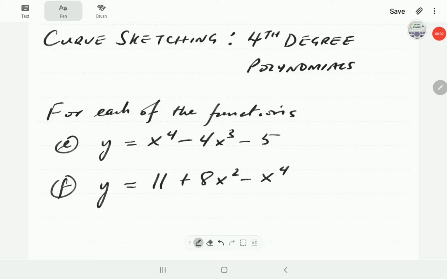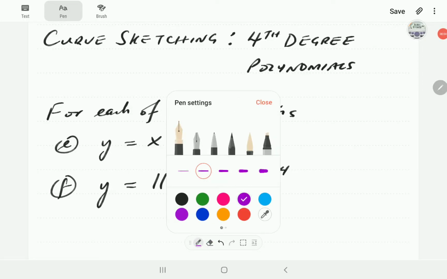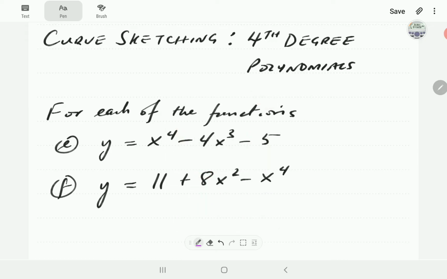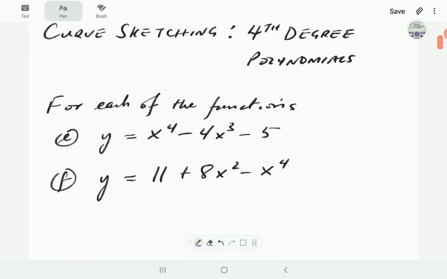Okay, in this video, we're going to look at how to use calculus to analyze functions and find their characteristic features. In particular, we're going to be looking at functions defined by fourth degree polynomials. In our two previous videos in this series, we have looked at functions defined by cubics.